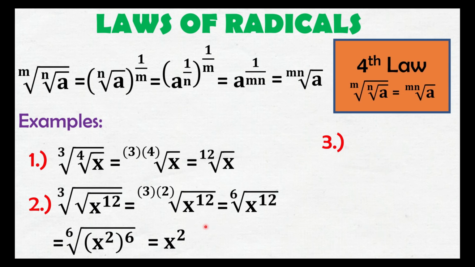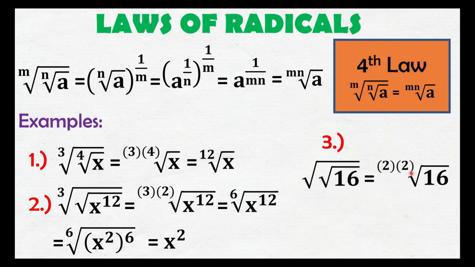Example number 3. The square root of square root of 16. So, we have the index 2 at saka 2 dyan. So, pag multiply lang natin yon, 2 times 2, that is simply 4. So, we have the fourth root of 16. And si 16, pwede natin i-rewrite as 2 raised to 4. Diba? 2 times 2, 4 times 2, 8 times 2, 16. So, dito, pwede natin ulit i-apply si first law kasi yung index at saka yung exponent and radical natin ay equal. So, pwede natin ilabas si 2 sa radical. So, we simply write 2.